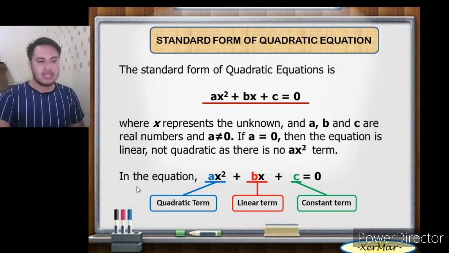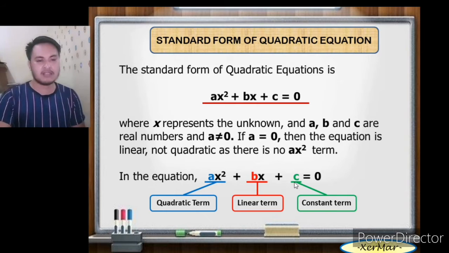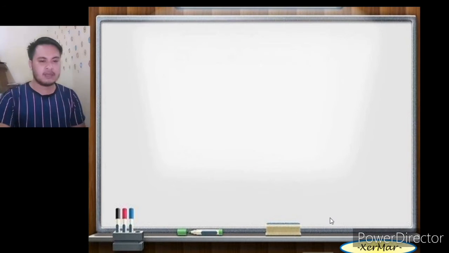So again, in the equation ax squared plus bx plus c equals 0, a is located beside our x squared, and b is located beside x in the linear term, and we have the constant term, the number without any variable. That is the constant term. Okay?